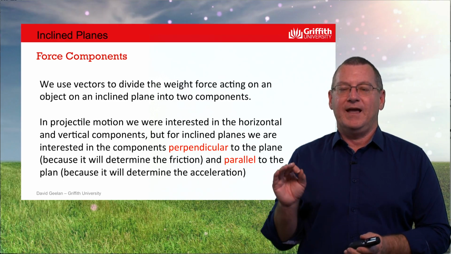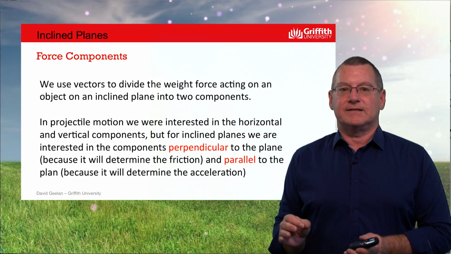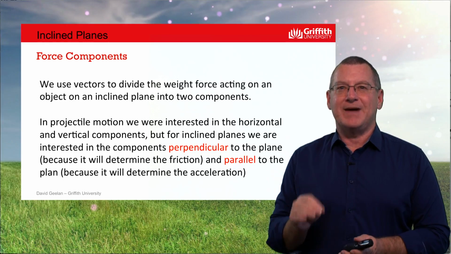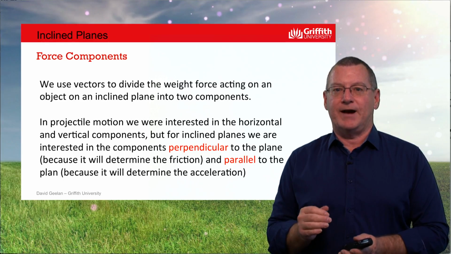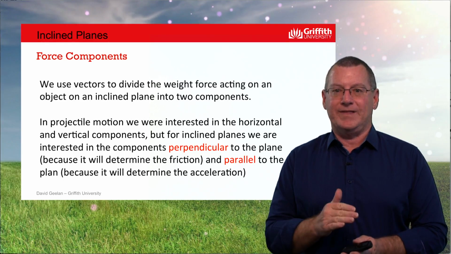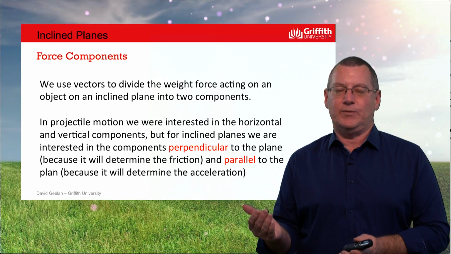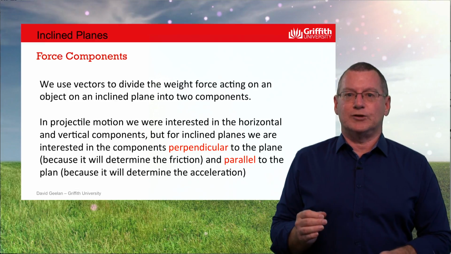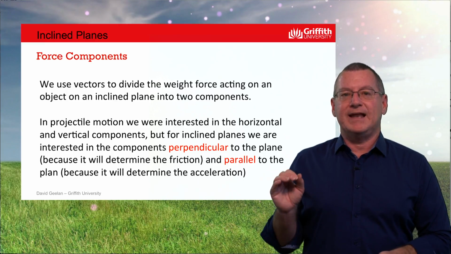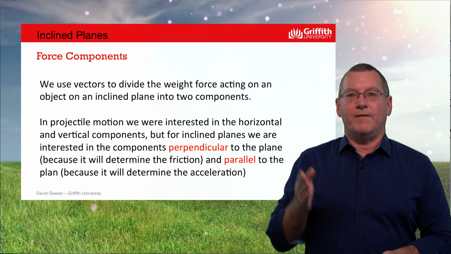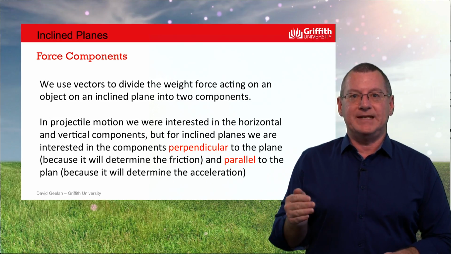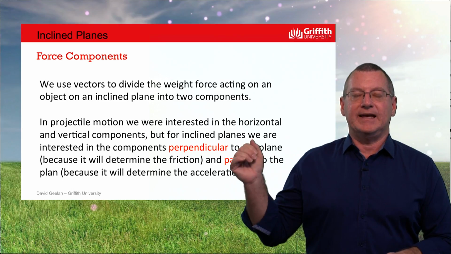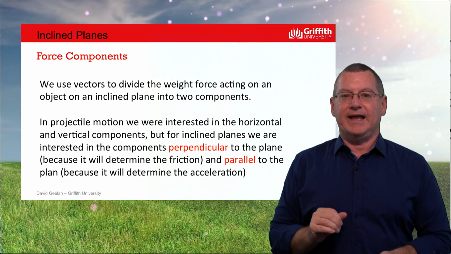In inclined plane situations, we also want two components at right angles to each other because it just makes life easy. If you've got these components at right angles, we can ignore one and deal with the other, and then deal with the other. Does that make sense? But in this case, we don't want vertical and horizontal. We want perpendicular to the plane, so at right angles to the plane, and parallel to the plane, so in the same direction as the plane.